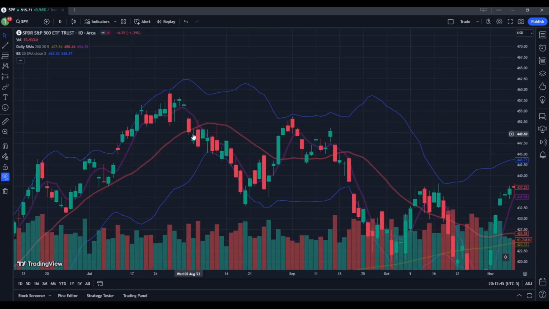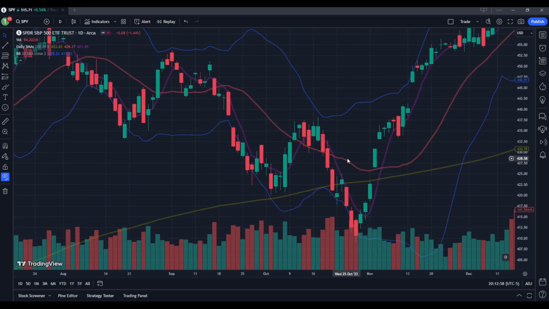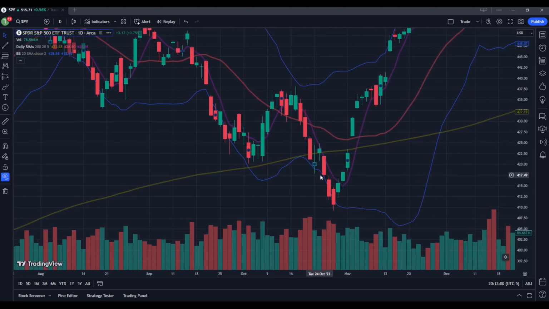And now when the 5 day crosses below the 20, now you're looking for it to test the bottom Bollinger, which it often does, right? 5 crosses below the 20, test it. 5 crosses below the 20, test it. 5 crosses below the 20, test it.